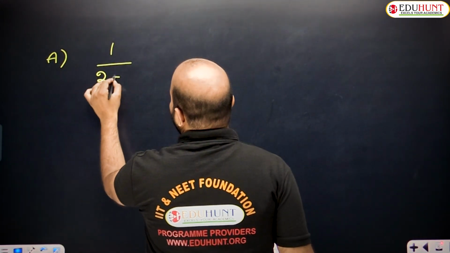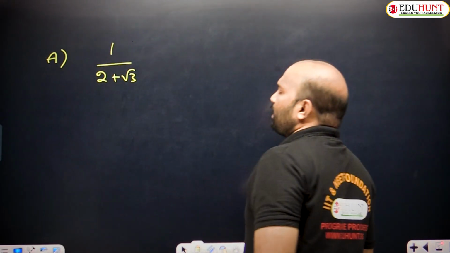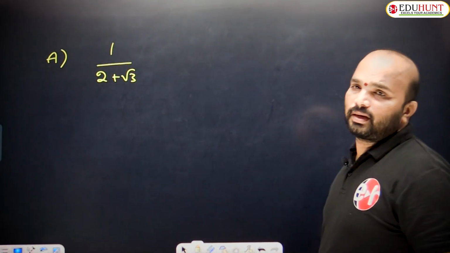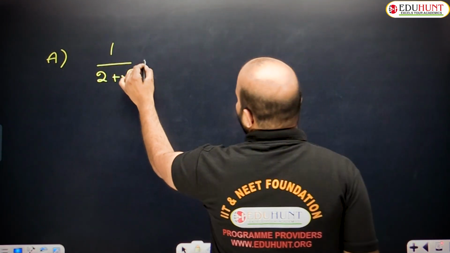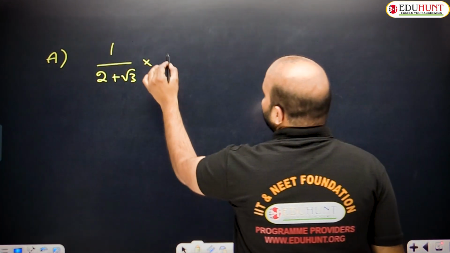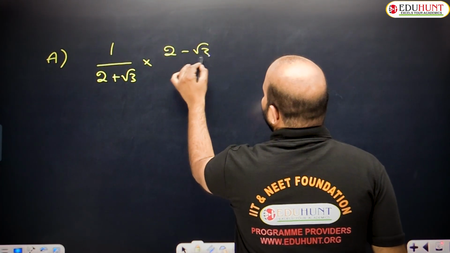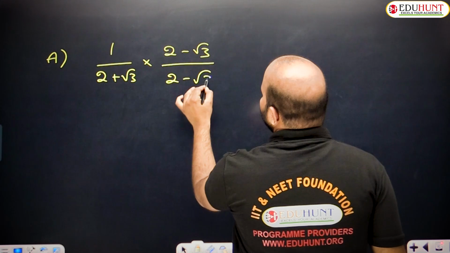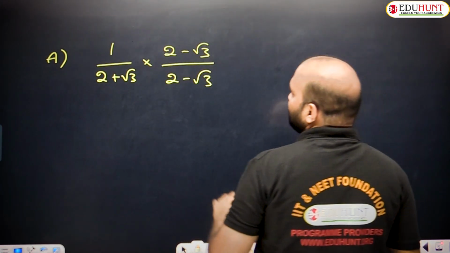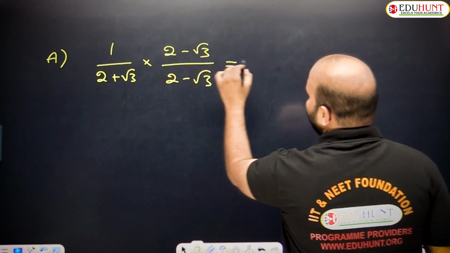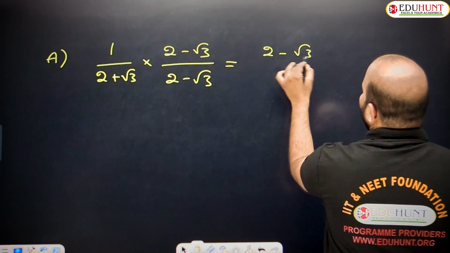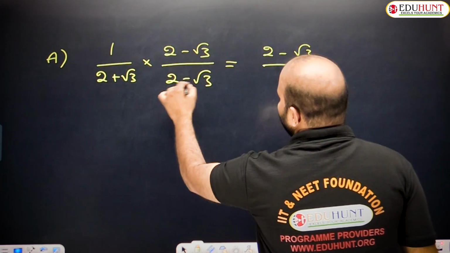2 plus root 3. Am I clear? So rationalize the denominator, because this is an irrational number. Rationalize the denominator: multiply both numerator and denominator by 2 minus root 3. So clearly we need to understand 1 into 2 minus root 3 over 2 plus root 3 into 2 minus root 3.